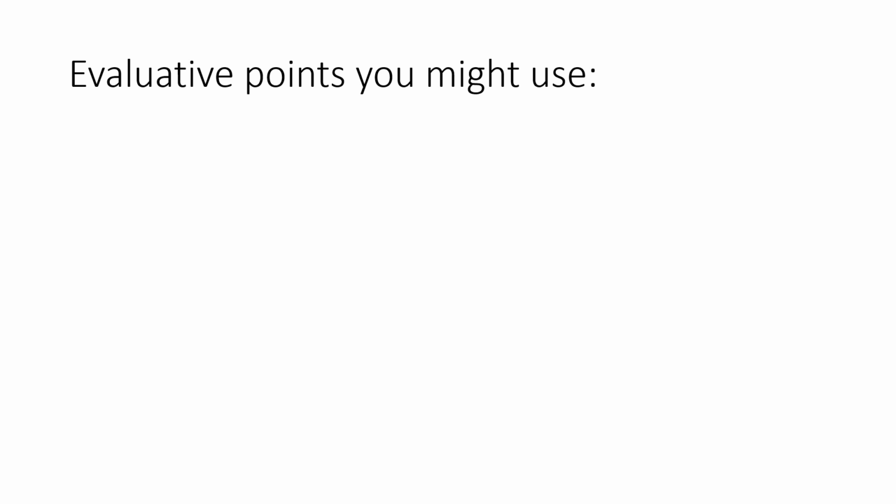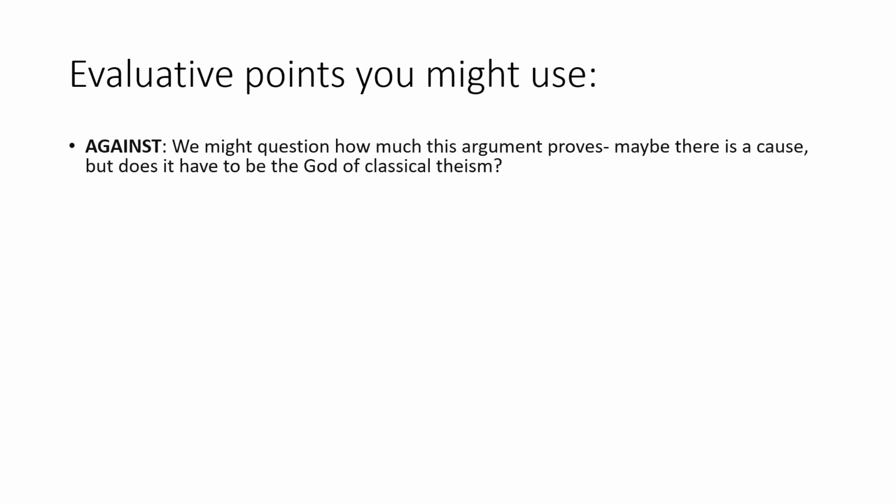So where does this leave us, and what could we say in evaluation here? Well, a few things to think about. Against the argument, we could question how much the argument actually proves. Maybe there is a cause, but does it have to be the God of classical theism? Has Aquinas and the other defenders of the argument here proved that it is the God which is omnipotent, omniscient, and all good? Or could there be a sort of first cause in a more fundamental or basic way? If we think of Aristotle as the kind of founder of an argument like this, that was a long time before Christianity. And Aristotle didn't believe in the Christian God that Aquinas did, but he still used the same reasoning. So how much does this argument actually prove for the God of classical theism?